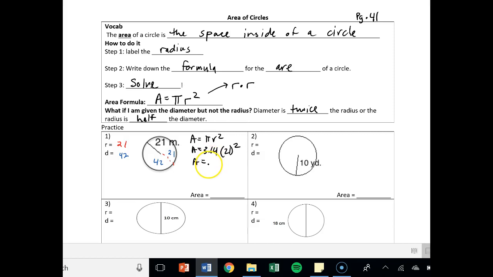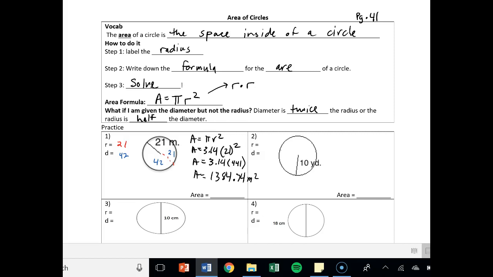But when you do that, that should be 3.14 times 441, and then that gets you your answer of 1,384.74, and then don't forget to put meters squared, right? Because we're saying you can fit 1,384.74 1 by 1 meters inside of that circle if it was 21 meters long, right?